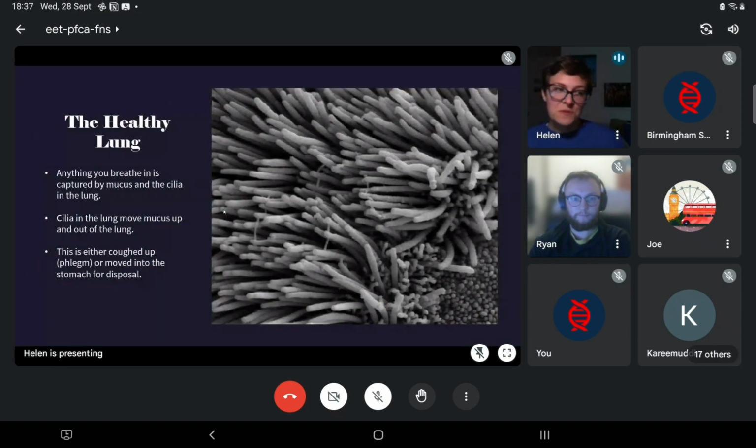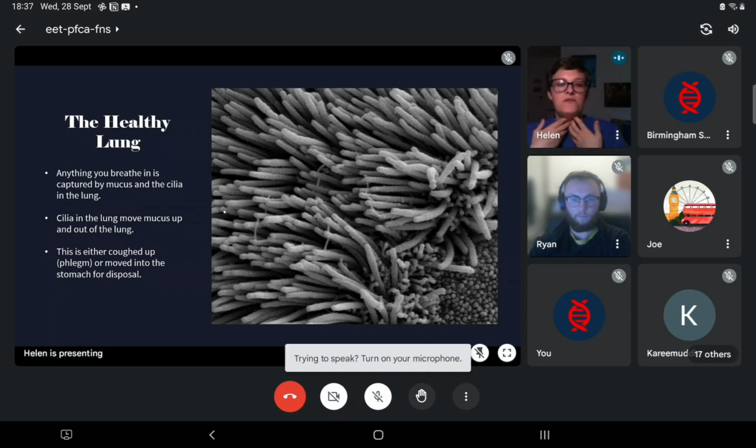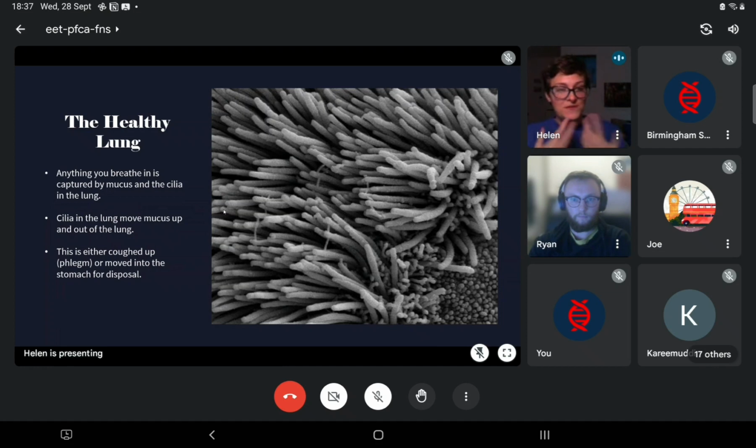This is a super zoomed in scanning electron microscope image of a healthy lung. All these little finger projections you see here are called cilia, and these are usually coated with a thin layer of nice sloppy mucus. Anything you breathe in is captured by the mucus, and then the cilia waft it all up your lung into the back of your throat, and then that's either coughed up, which is phlegm, or it's moved down into the stomach for disposal. Most of the phlegm and snot that you create in a day, you actually swallow and eat, which I always think is a really grim but really cool fact.